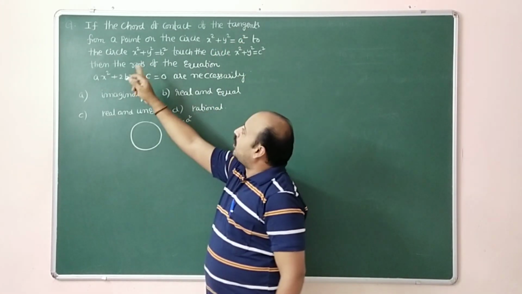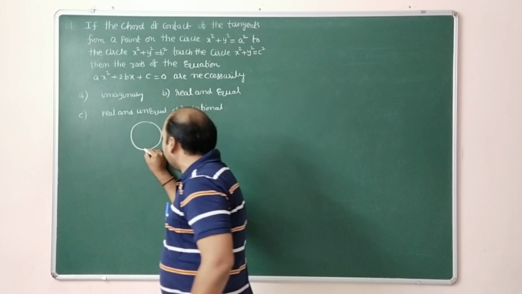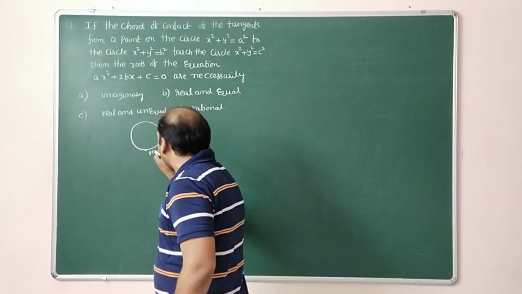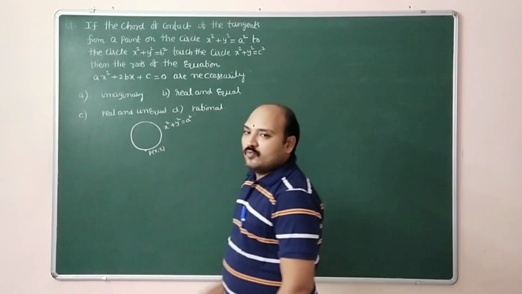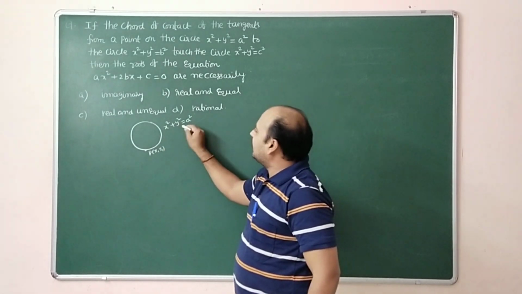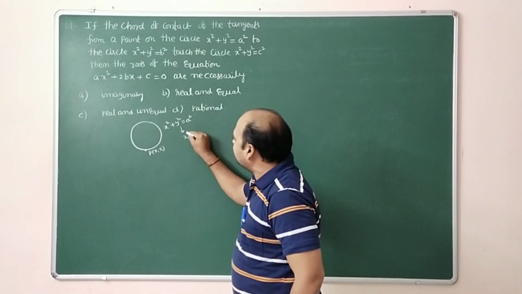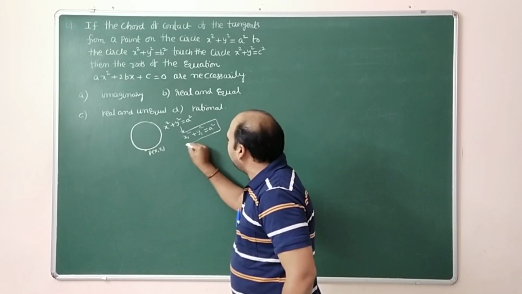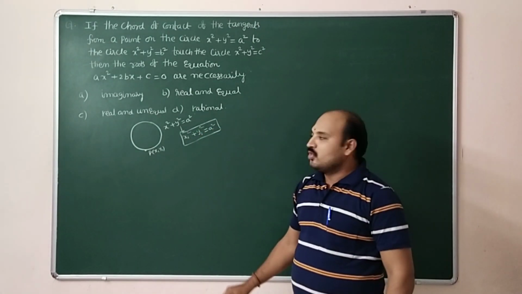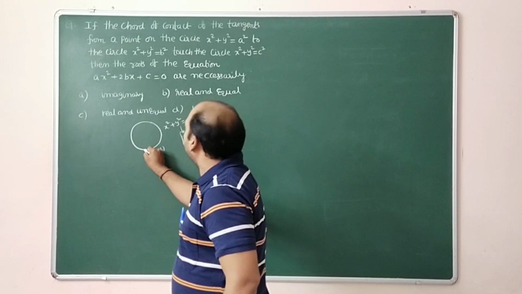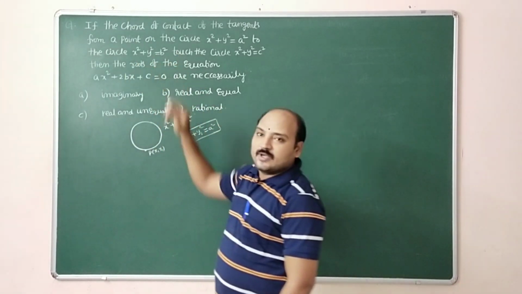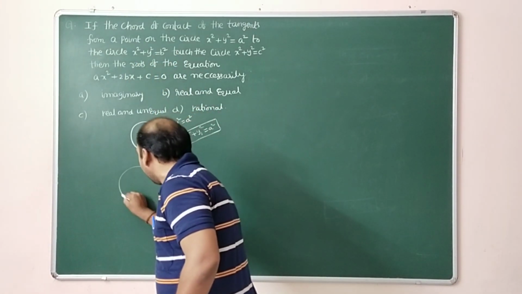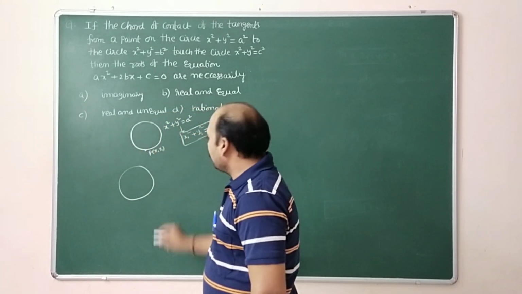Chord of contact of the point on the circle. So I am assuming here one point P of x1, y1. Whenever point P lies on this circle, it becomes x1 square plus y1 square is equal to a square only, no? You put it in a box, this value. From this point to another circle x square plus y square equal to b square. Here I am drawing another circle.